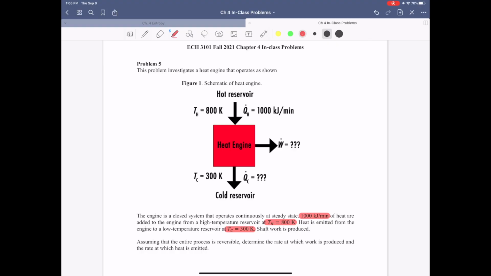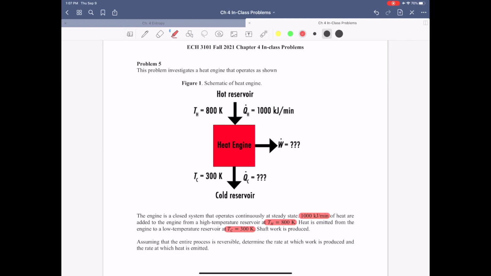This problem tells us that shaft work is produced by this engine, and assuming that the entire process is reversible, what the problem asks us to do is determine how much work is produced by the engine, and also what is the rate at which heat is emitted to that cold reservoir. Based on this problem statement, please pause the video here and draw out a schematic describing this process.